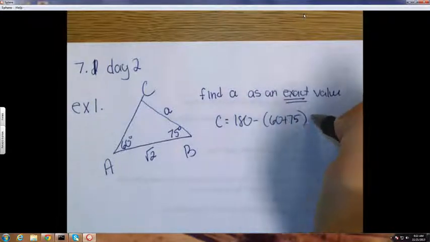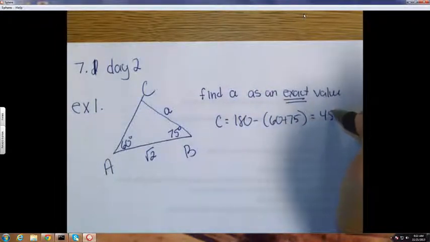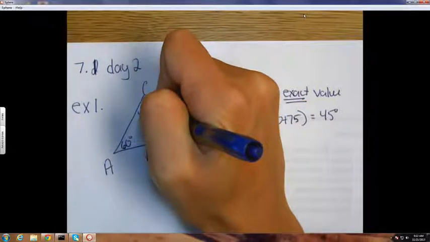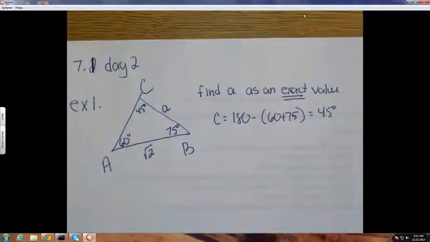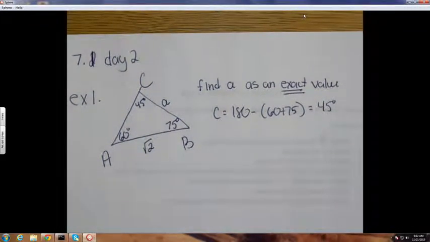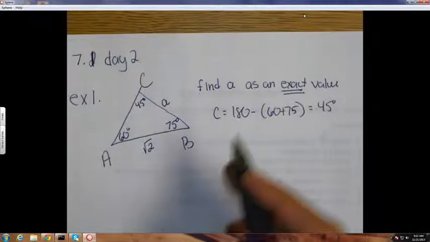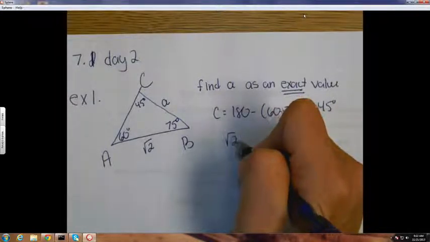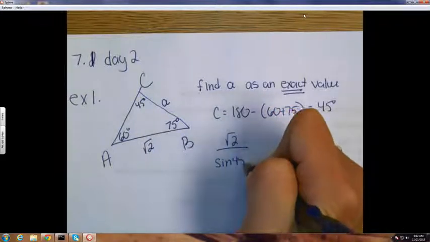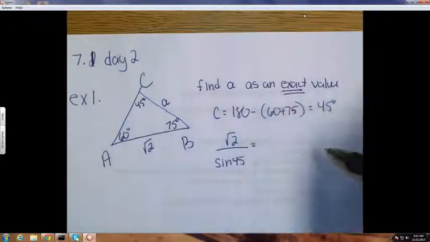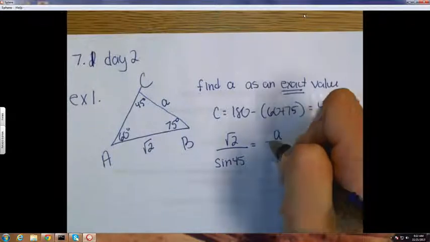There are 45 degrees up there. 45 degrees. So now we can set up our proportions. How does that proportion work from yesterday? I told you it would be easy to remember. What is it? Square root of 2 over sine of 45. Don't forget the word sine, that's huge. Equals a over sine 60.